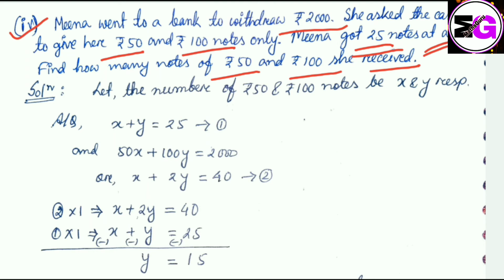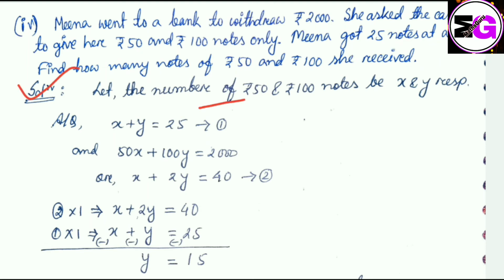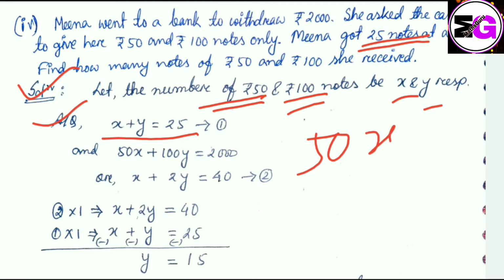We do not know, so let the number of rupee 50 and rupee 100 notes be x and y. That means there are x notes of 50 rupees and y notes of 100 rupees. According to the question, x plus y is equal to 25, since the total notes are 25. If we sum x and y we get 25.